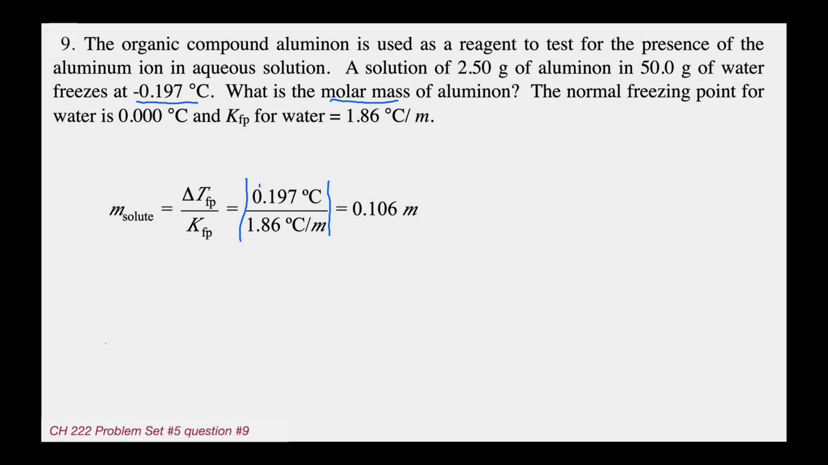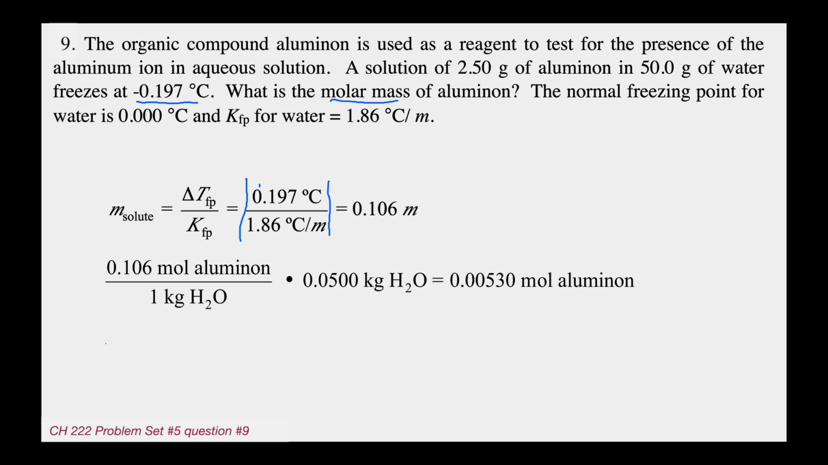So this molality, 0.106 moles of aluminon per kilogram of water. We can get rid of the kilograms of water. 50 grams of water divided by 1,000, 0.0500 kilograms. So the molality times the kilograms, 0.00530 moles of aluminon. And remember, molar mass is grams divided by moles.